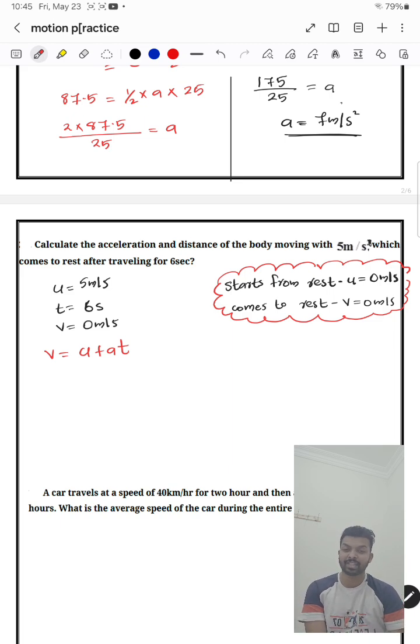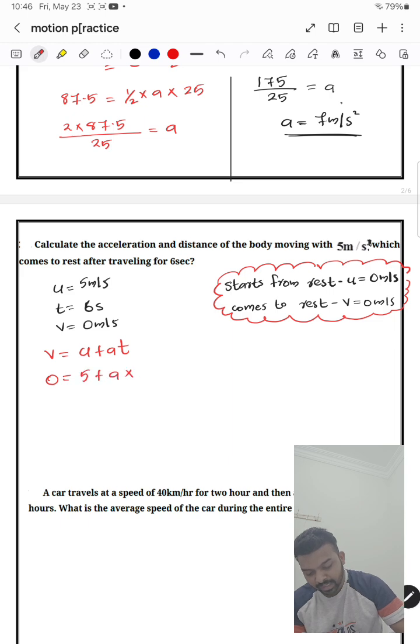We have our prediction here before we find the answer. Since the object is coming to rest, the a should be negative for sure. This is our prediction. Let's see whether it comes or not. So v is 0, which is equal to u, which is 5, plus a into t, which is 6. Okay?